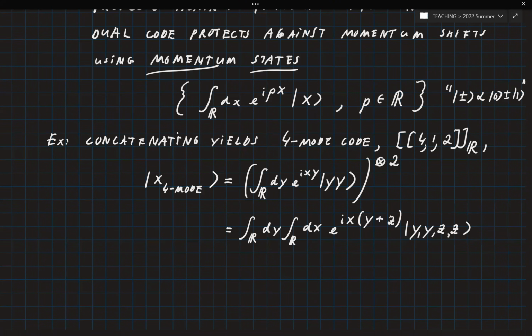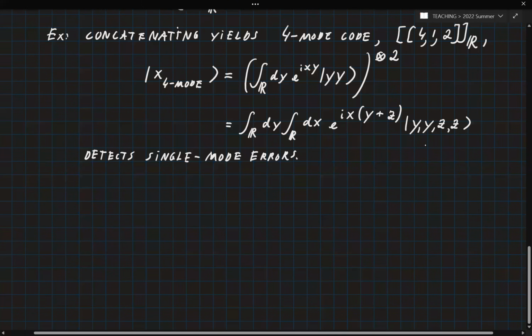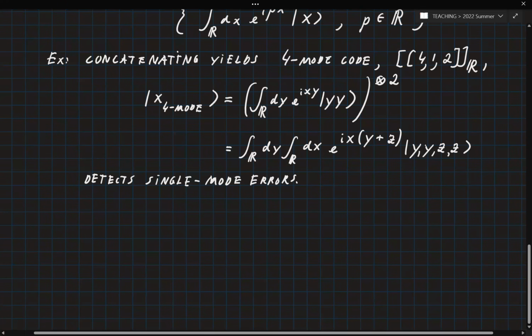So this code, recall the 4-qubit code detects any error on a single qubit. This code detects any single error on any mode. Now, we've made some pretty good headway, but now let's go back and study this noise, these shifts, a little bit more.